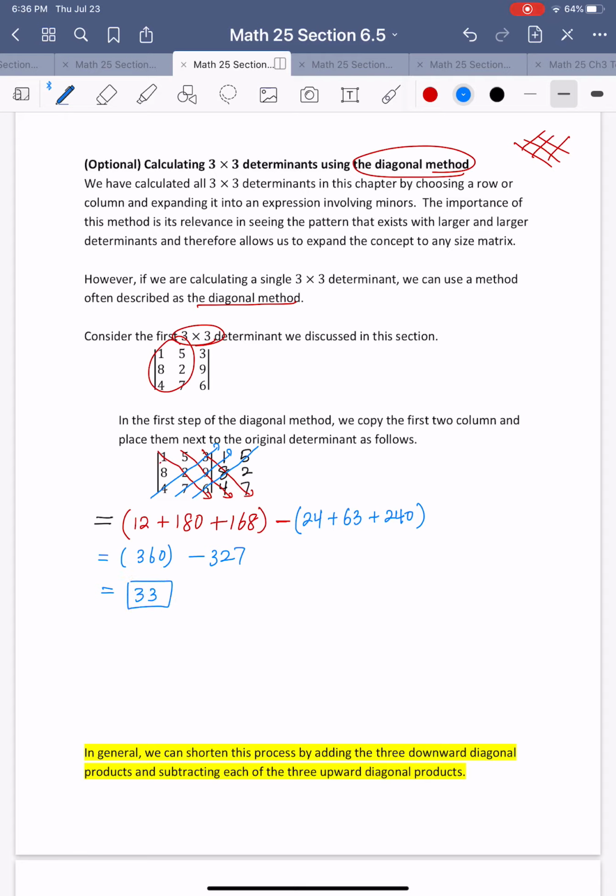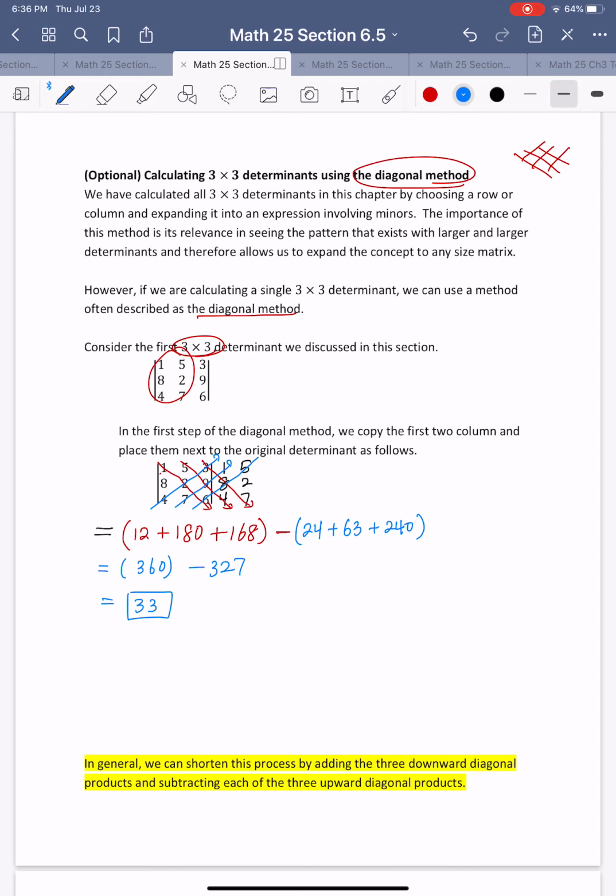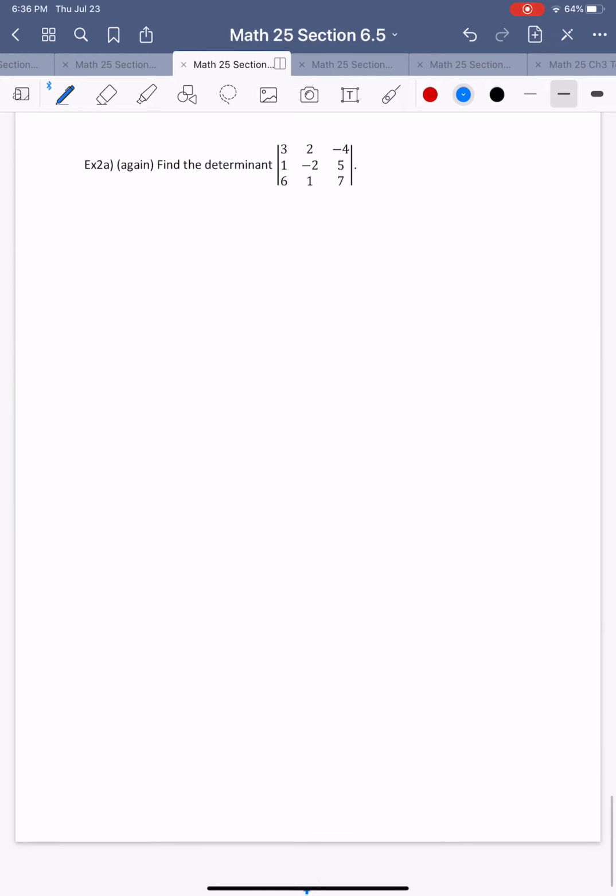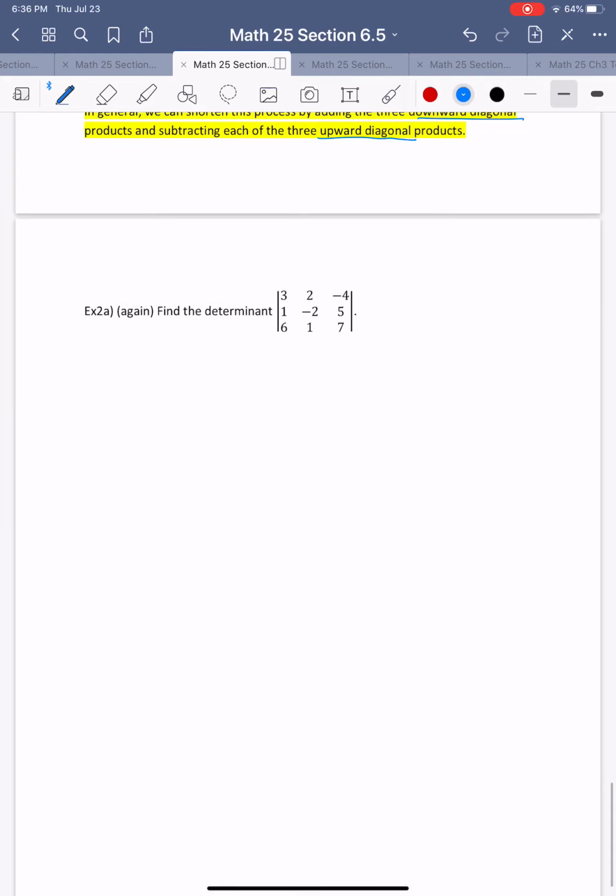So in general, we can shorten this process by adding the 3 downward diagonal products and then subtracting each of the 3 upward diagonal products, okay? So example 2A, again from the problem we have, okay? So what you do is we are going to repeat, okay? So I'm going to repeat the 3, 1, 6 from the first two columns. 2, -2, and 1.